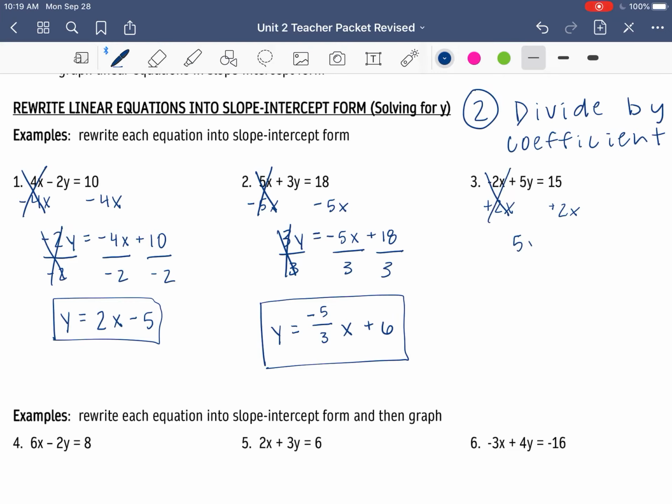So then I'll have 5y. And then on the right side, remember, I just do a little bit of rearranging of my order. It's a positive 2x, so I can write 2x, and a positive 15, so plus 15. And then we divide by the coefficient of y. So we're going to divide everything by 5, which will leave us with y equals 2/5 x, and then 15 divided by 5 is 3.